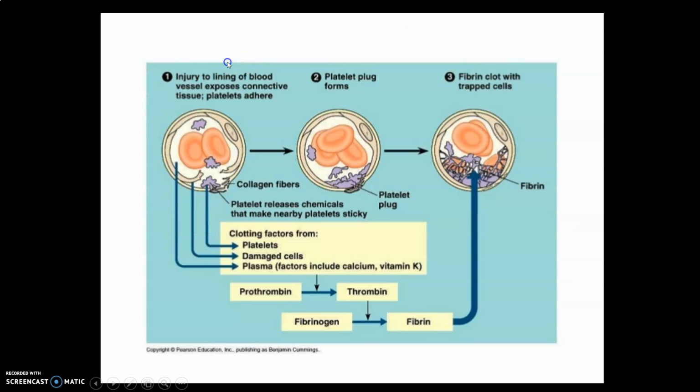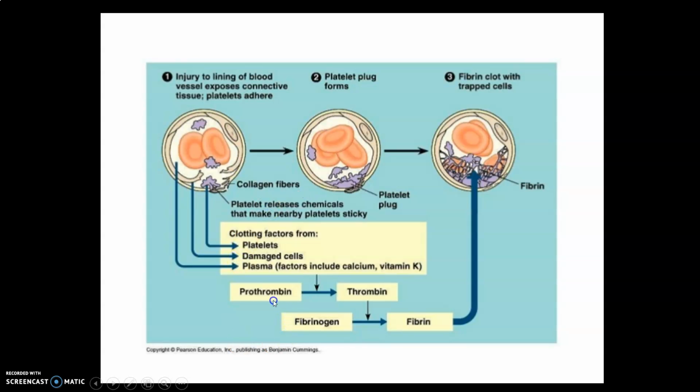So the process is the injury to the lining of the blood vessel exposes the connective tissue and the platelets adhere. The collagen fibers here are present, and the platelets release chemicals that make the nearby platelet cells sticky. The clotting factors come from platelets, also from damaged cells, and the plasma. The ones coming from plasma include calcium as well as vitamin K.